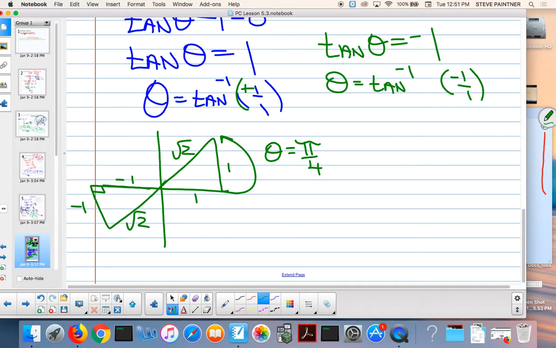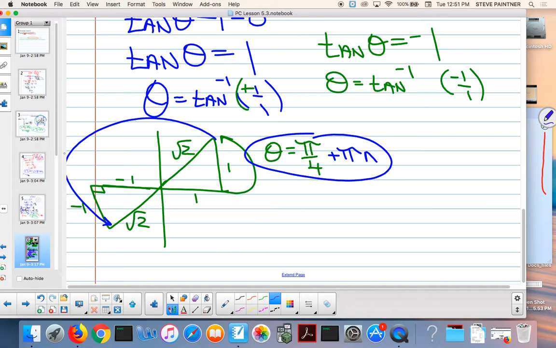Would you agree that there's another answer? How far away? Plus pi. Now that one is negative, so that's the other 2 quadrants, correct? That'd be this quadrant, that'd be this quadrant. They're still 45s, aren't they? What's that answer? 3/4 pi.